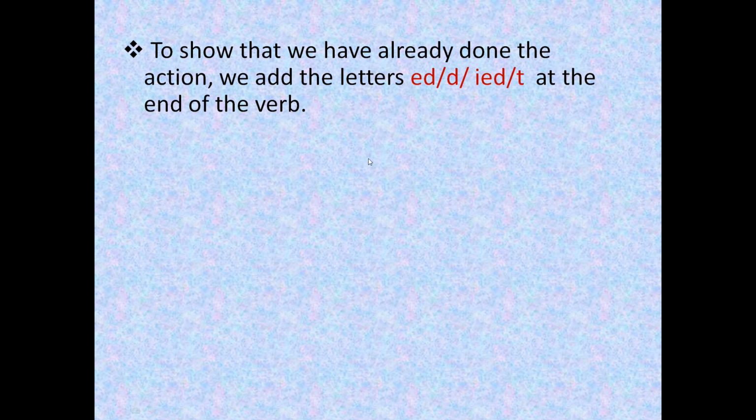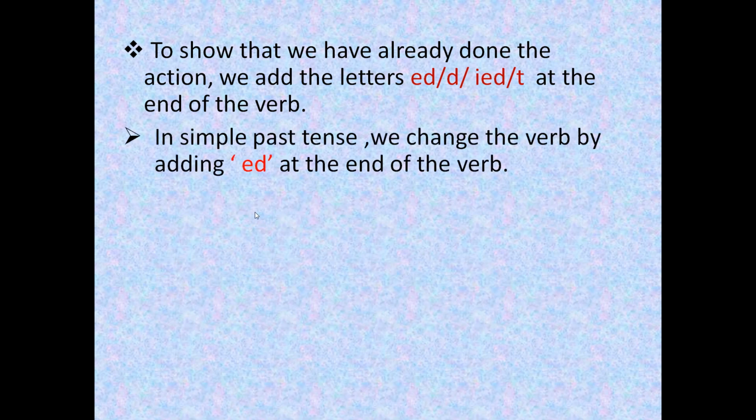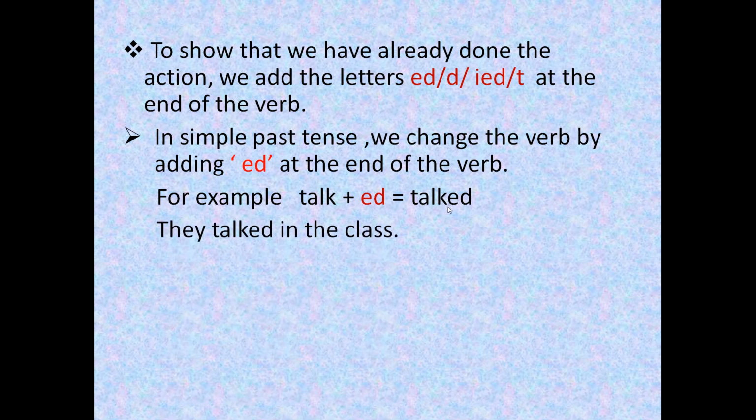So, in the past tense, verbs are changed by adding ed, d, ied or t at the end of the verb. Now, let's understand how to form simple past tense. In simple past tense, verb changes by adding ed at the end of the verb. For example, talk. Here talk is a verb, and when we add ed to it, it becomes talked, which is a past form. Now the sentence for this is, they talked in the class.